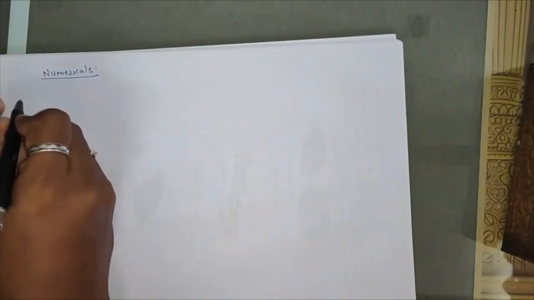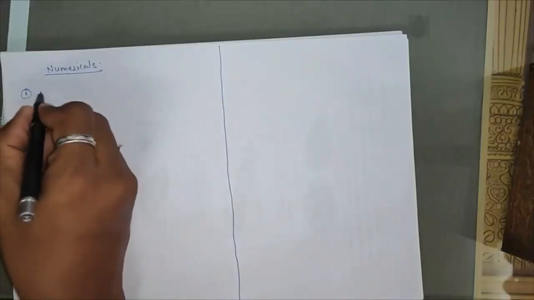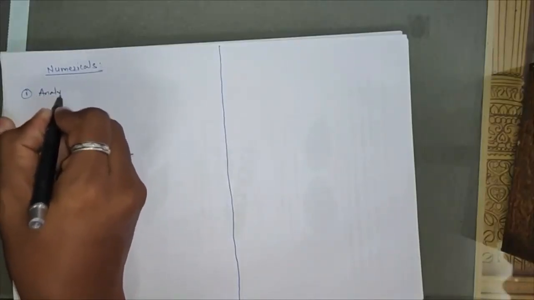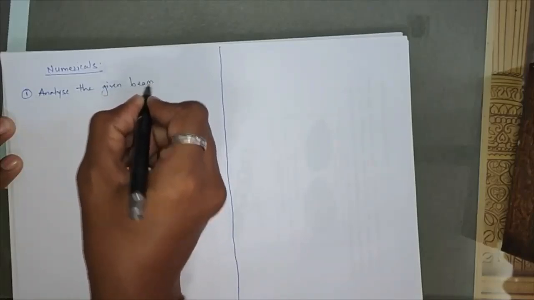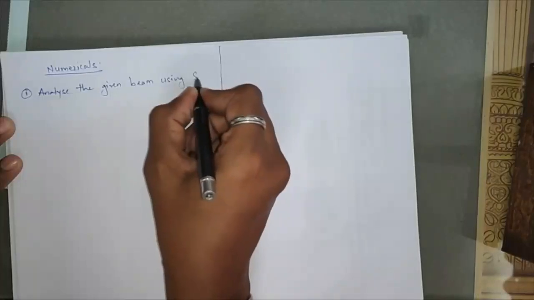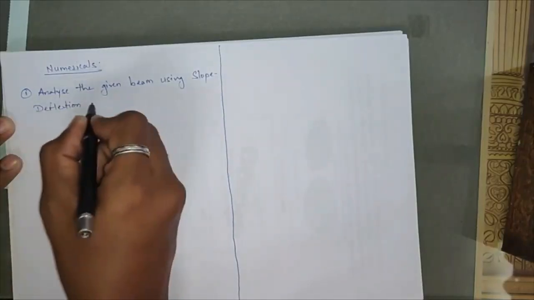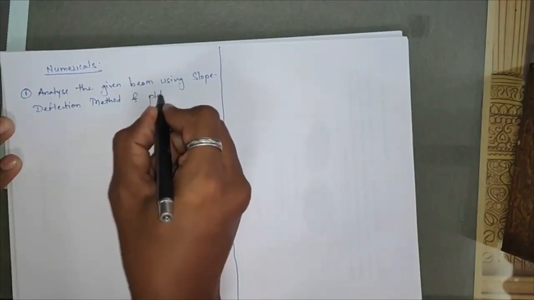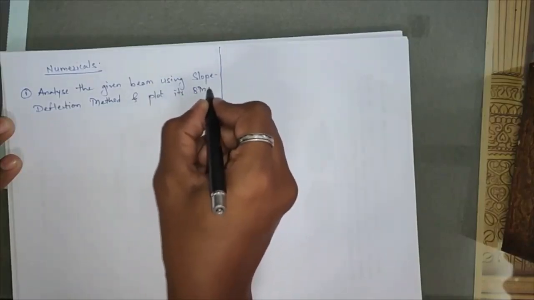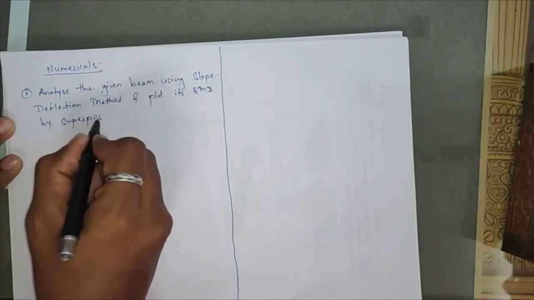I'll take the first numerical for you. The numerical is: analyze the given beam using slope deflection method and plot its bending moment diagram by superposition.